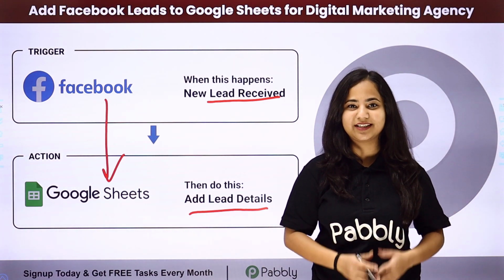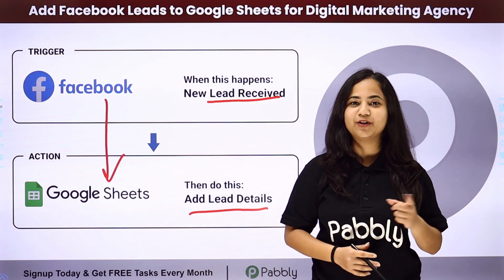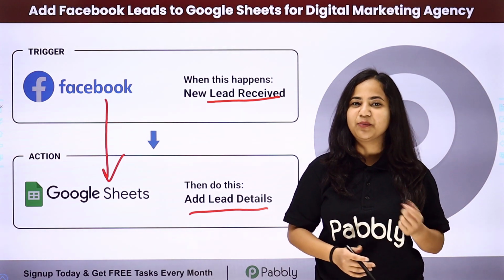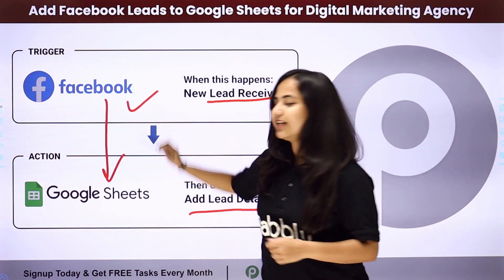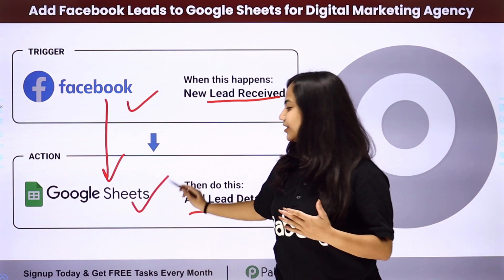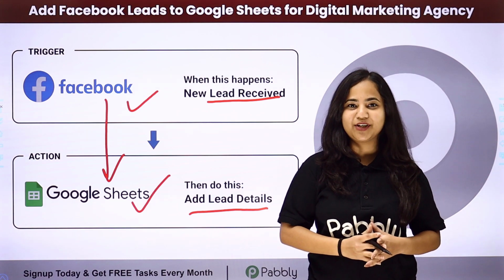into my Google Sheets. Pabbly Connect works on two principles. First is trigger and second is action. Here my trigger application is Facebook lead ads and my action application is Google Sheets. To learn how to do this, let me take you to my screen.